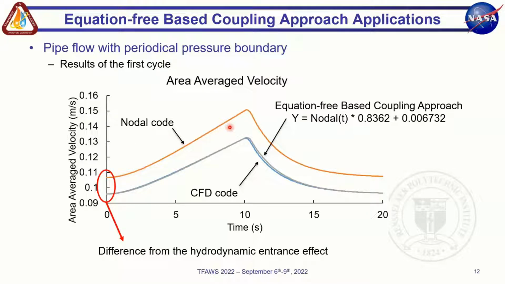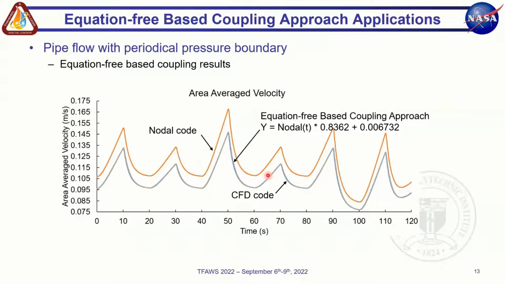So there is an over-prediction of the average velocity in the nodal code, but then we compare these two results and we can find a linear correction like shown here to correct our nodal code result into a CFD result, as the green line here. It's not a surprise because we fit this data together. So the green line is much more similar to the CFD, the blue line.